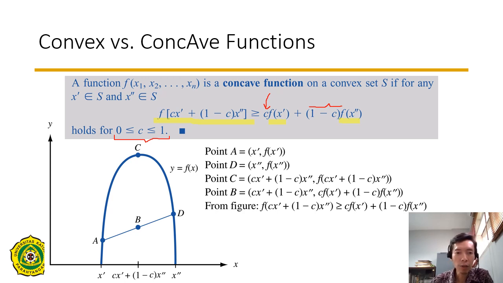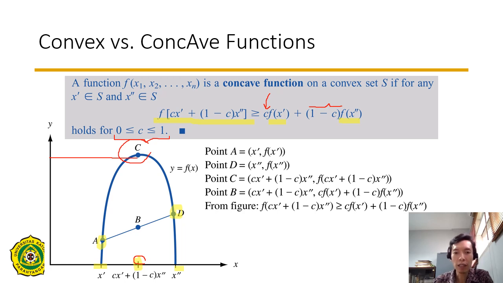So here we can see that we have this point x prime, we have this point x double prime, and a point between them, which is the linear combination between x prime and x double prime. The function value of x prime is here, A. The function value of x double prime is here, the point D. And then the actual function value for the point in between them is here, up here in the point C.